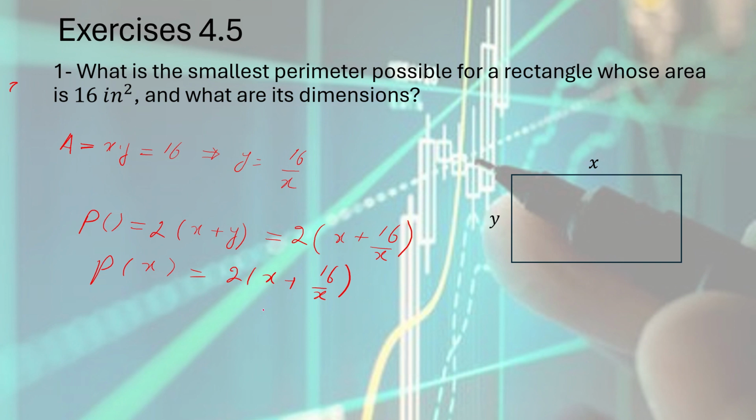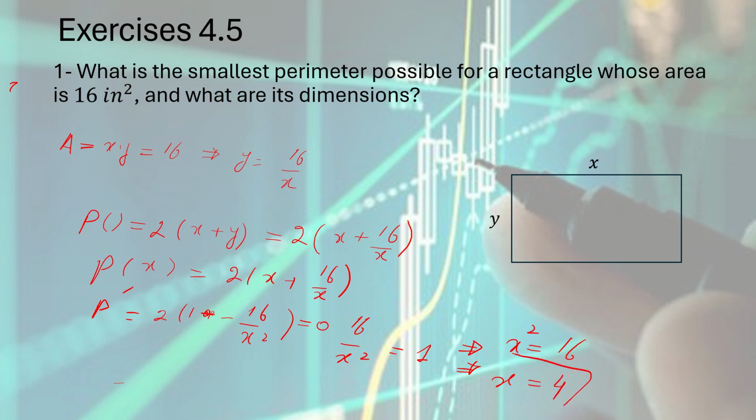Okay, so now we need to find the critical points. For that we need to differentiate the given function. So we will take P dash x. So P dash will be simply 2 into 1 minus 16 divided by x square, and we equate that to 0. So that means 16 by x square is equal to 1, and that would give you x square is equal to 16, which gives you x equal to 4.